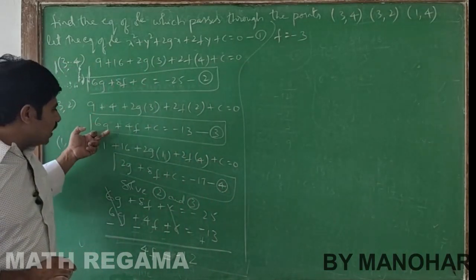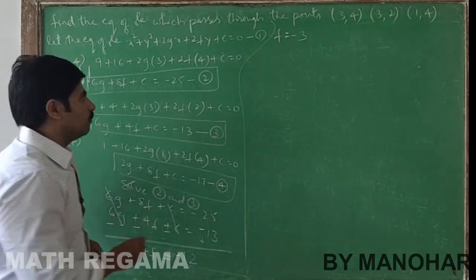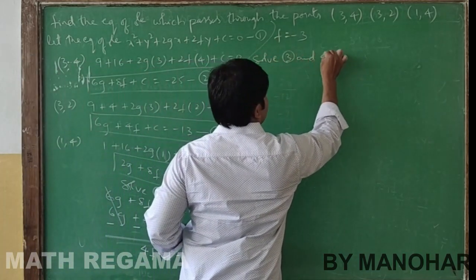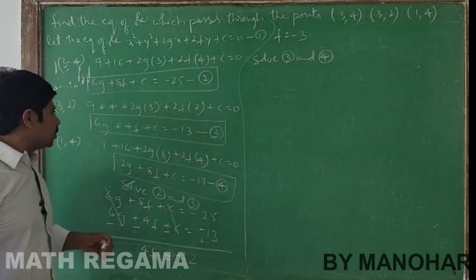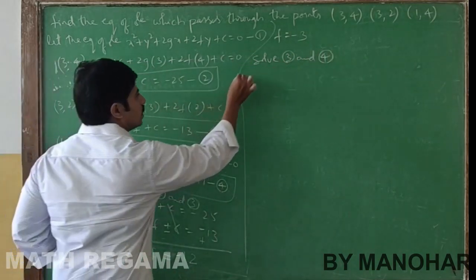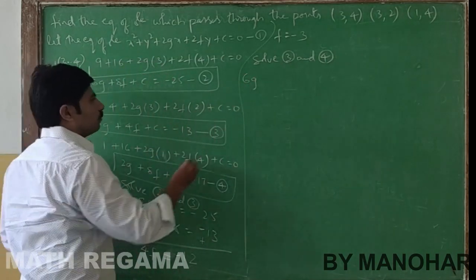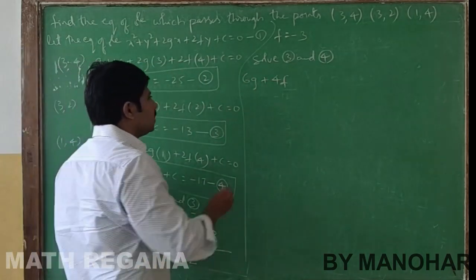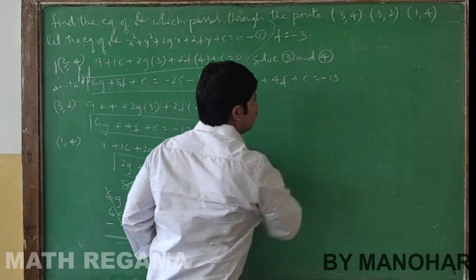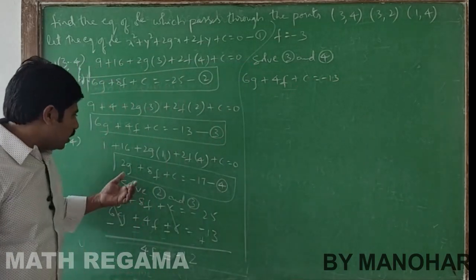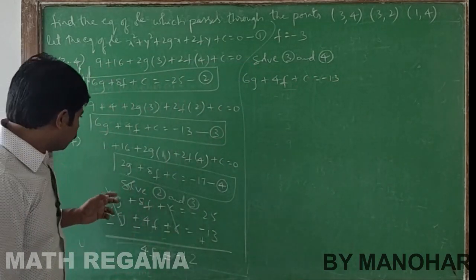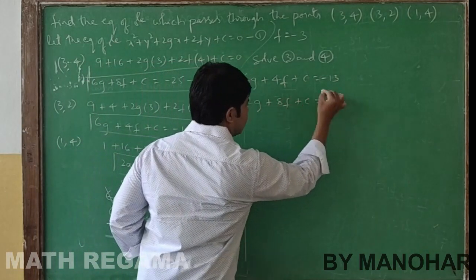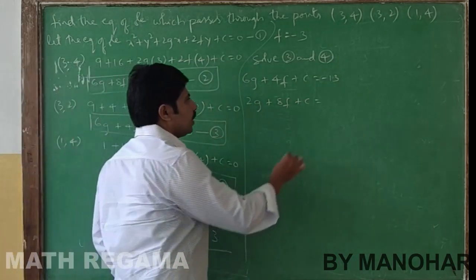Now we will solve 3 and 4. We will see what we get. Equation 3 is 6g plus 4f plus c is equal to minus 13. Okay, I wrote equation 3. Equation 4, I am writing equation 4: 2g plus 8f plus c is equal to minus 17.